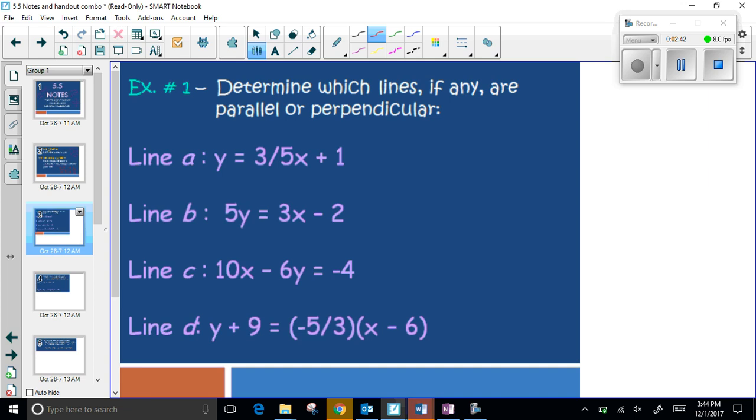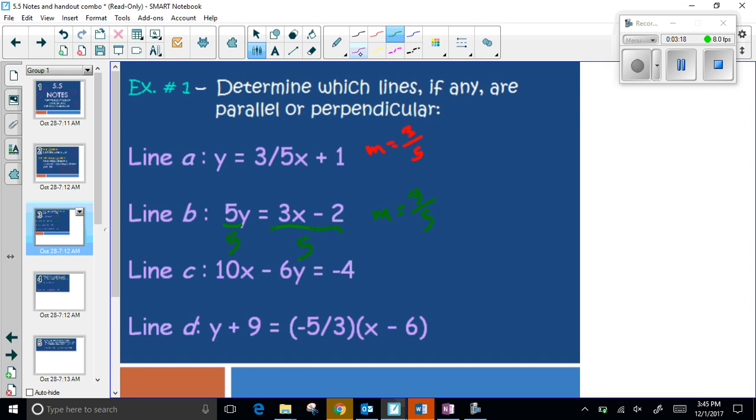Determine which lines, if any, are parallel or perpendicular. Well, as I look through these, I can identify the slope of some of them, and some of them I'm going to have to work out. So for this one right here, the slope is 3 over 5. For my next one, I can't tell what the slope is yet. I'm going to have to divide by 5 here. And it looks like my slope is going to be 3 over 5. I didn't rewrite the whole thing, but I can tell that's going to be 3/5.